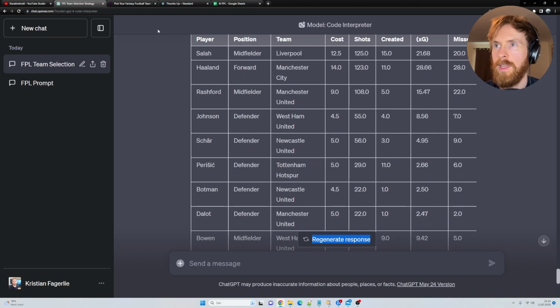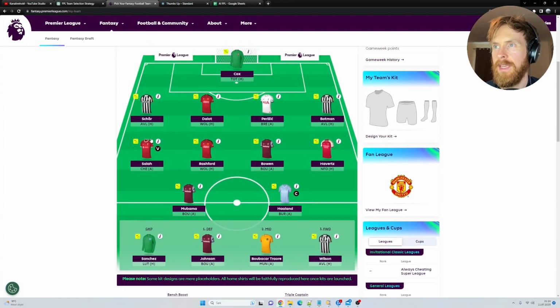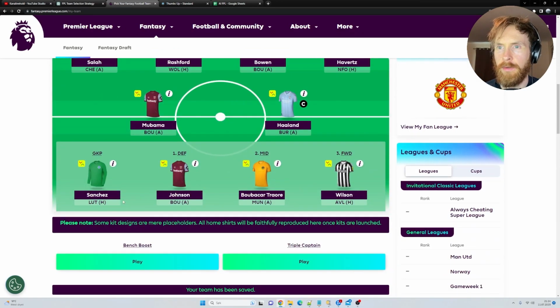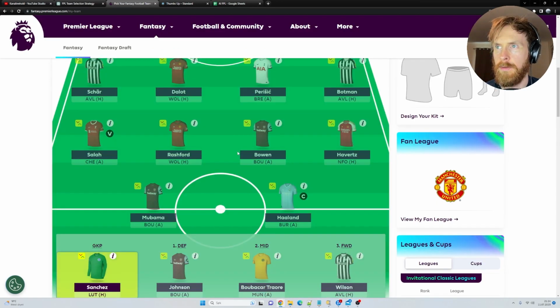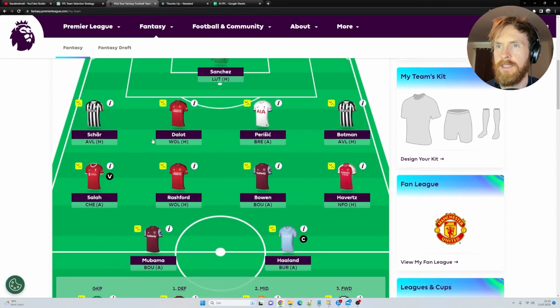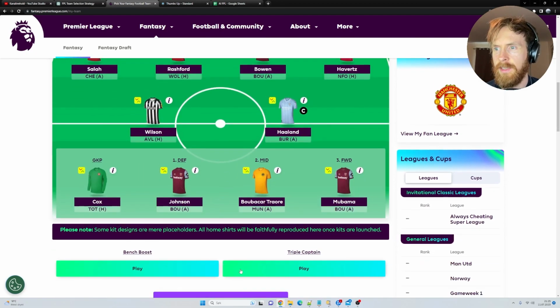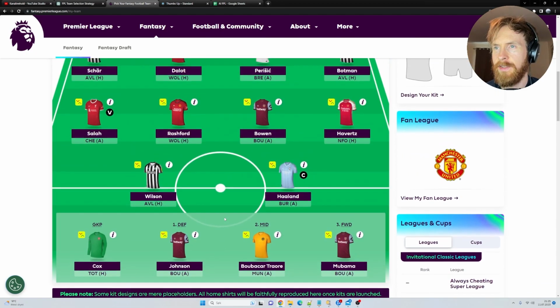But we're not going to go through that. So basically this is the team that was selected. So we have, oh, okay, I don't think we want Cox in goal, but we want Sanchez, Schär, Dalot, Perisic, Botman, Salah, Rashford, Bowen, Havertz, Haaland as captain, and of course Wilson, right? So that is the team.